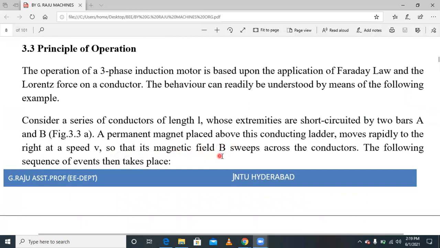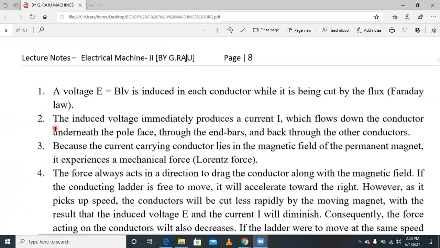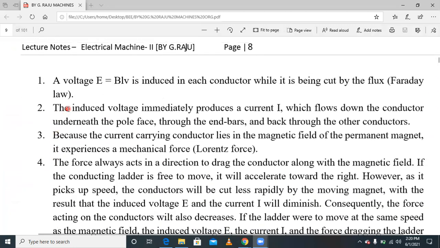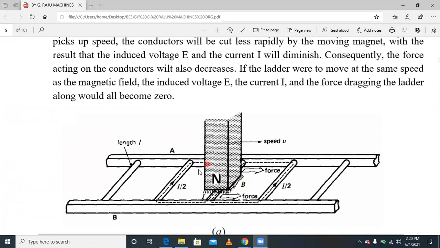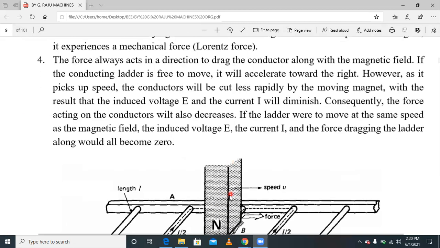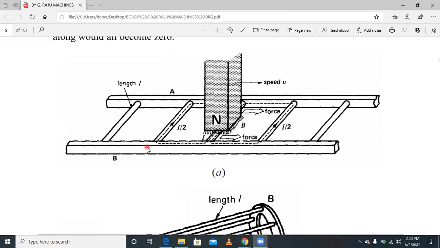That magnetic field B, called the magnetic flux density, sweeps across the conductor. The following sequence of events then takes place. These are the four different events that take place in the rotor, when this permanent magnet is moving over this ladder. This is called the rotor, and this is called the stator rotating magnet.